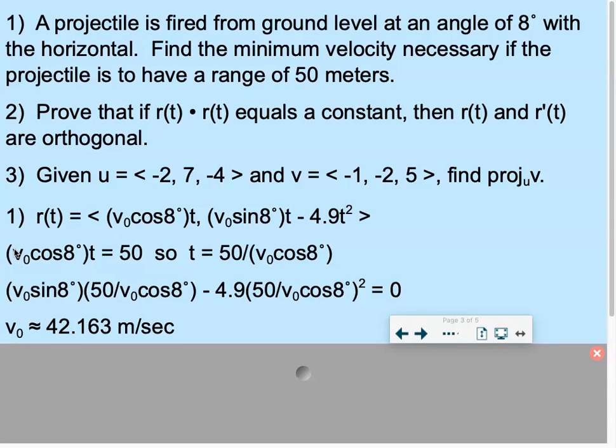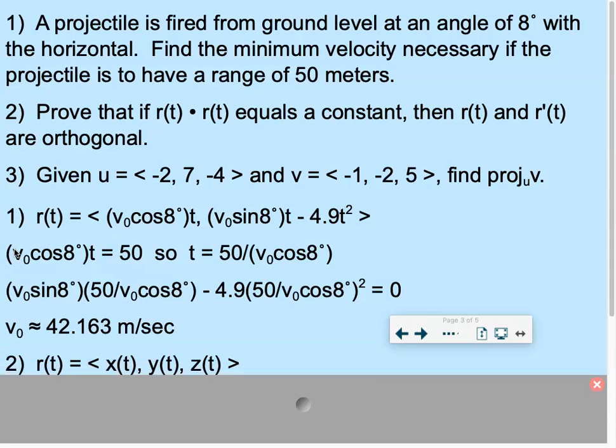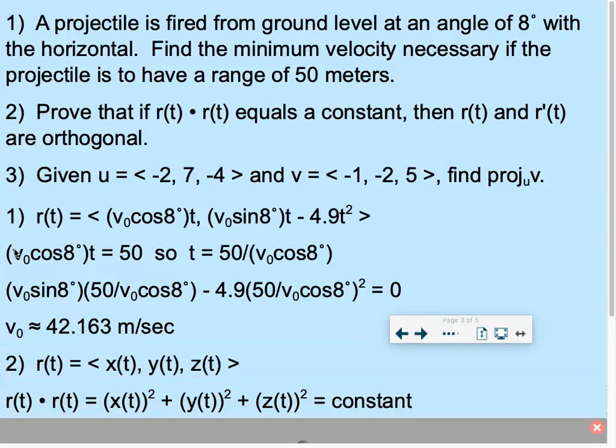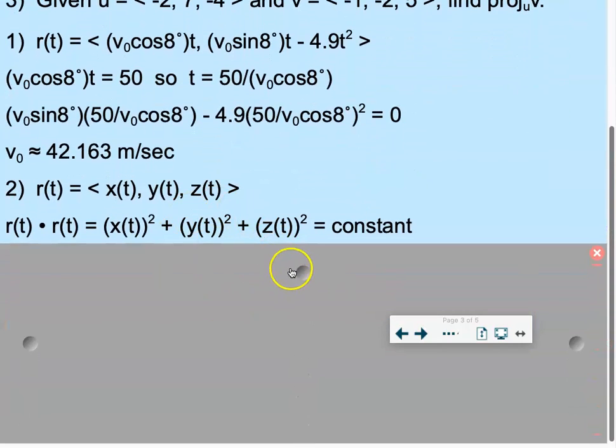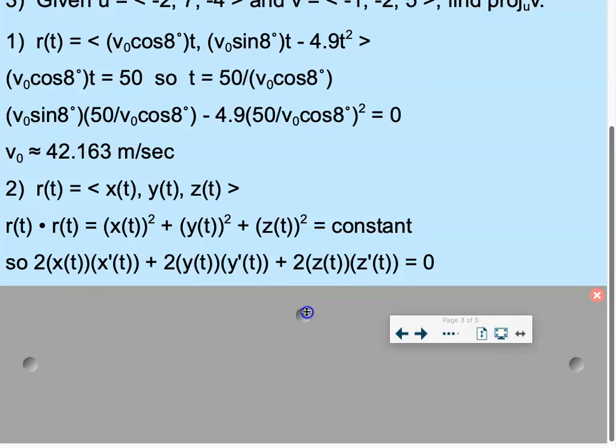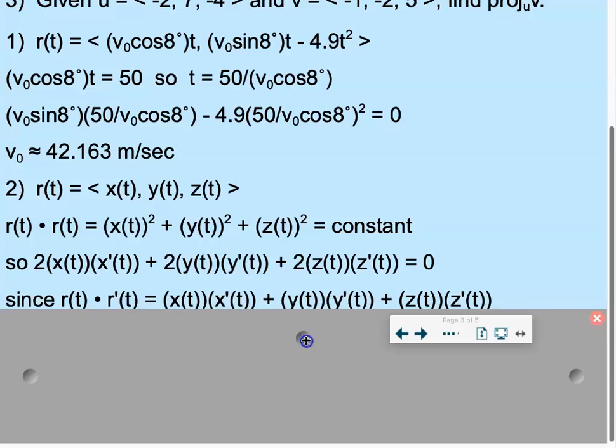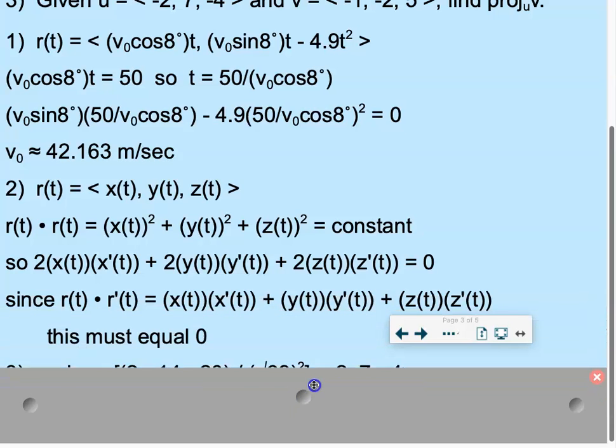Prove that if r dot r equals a constant, then r and r prime are orthogonal. So there's my r. R dot r equals a constant. This is a lot like the warm-up. It's that same little trick: you take the derivative and set it equal to 0, because the derivative of a constant is 0. Once you divide out the 2, it's r dot r prime. So it's just that little trick, kind of fun. This must equal 0. Done.